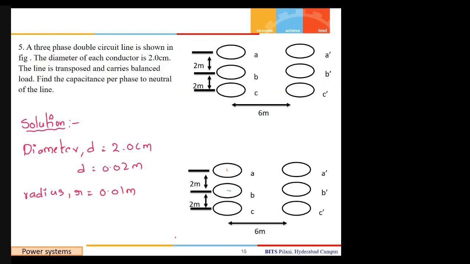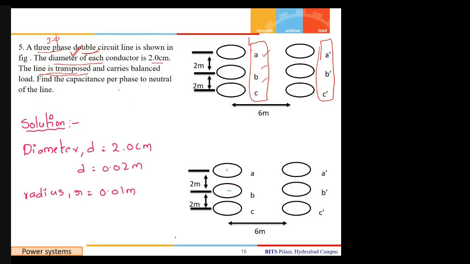The fifth problem: you have a three-phase double circuit system. Double circuit means that here you have A, B, and C, the three phases. Now the A dash, B dash, C dash basically constitutes the double circuit line. The diameter of each conductor is 2.0 centimeter. The line is transposed. Now, what is the meaning of a transposed line?